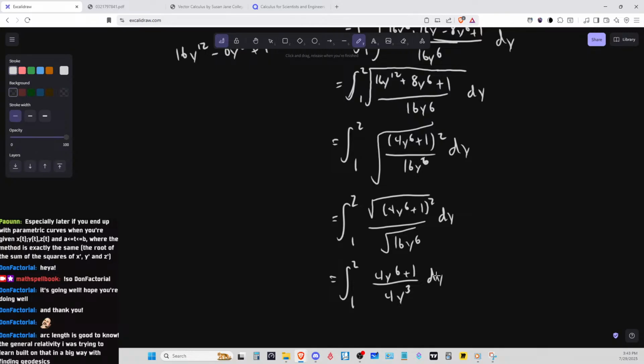Arc length is good to know. The general relativity I was trying to do, I was trying to build on that in a big way. Oh, okay, that's good to know. Maybe that kind of inspires me to actually learn it better then.